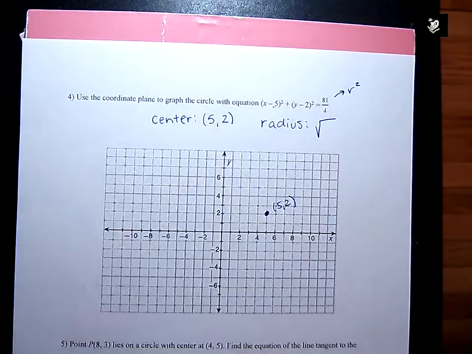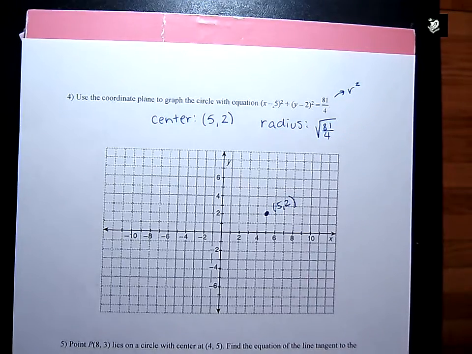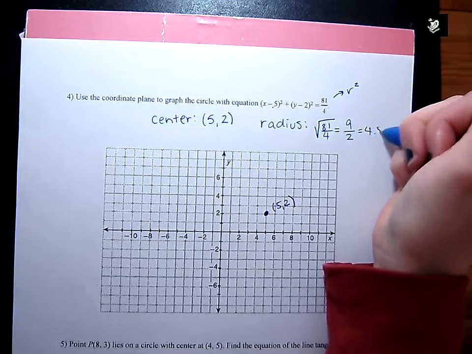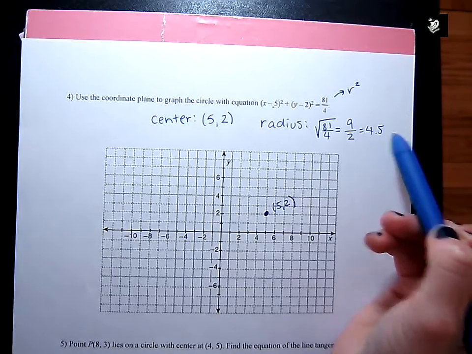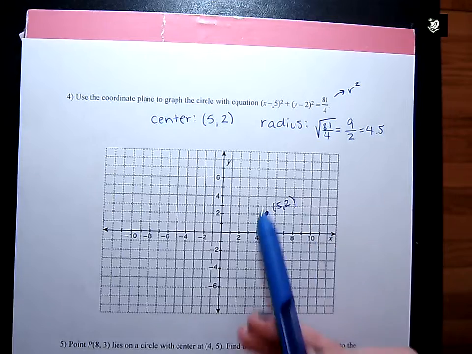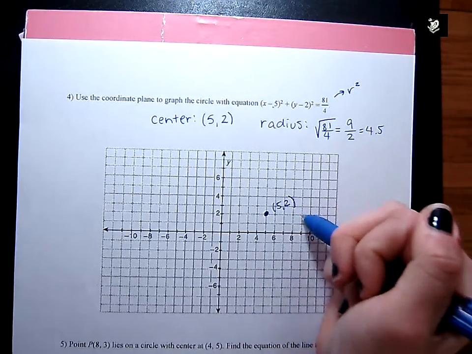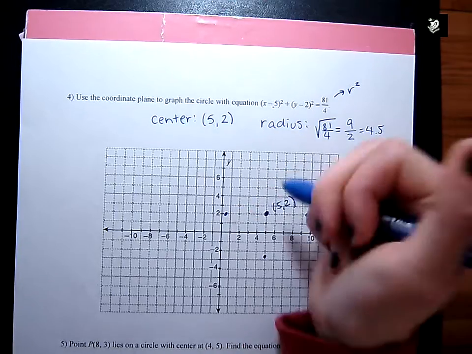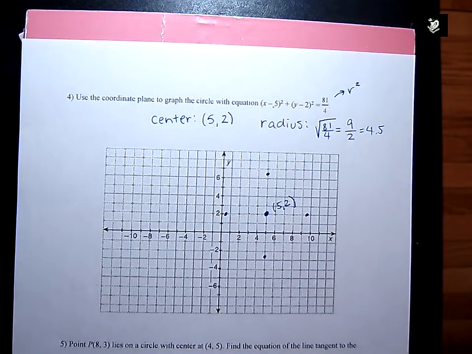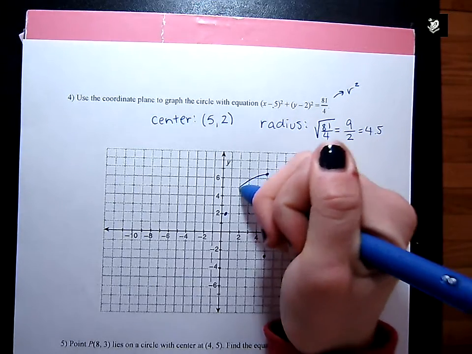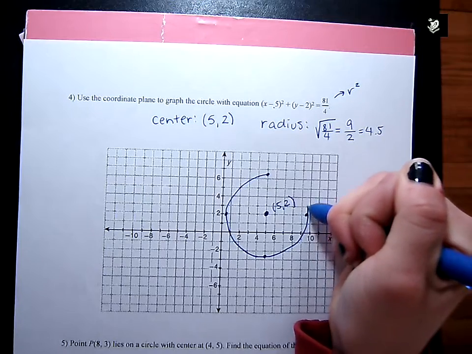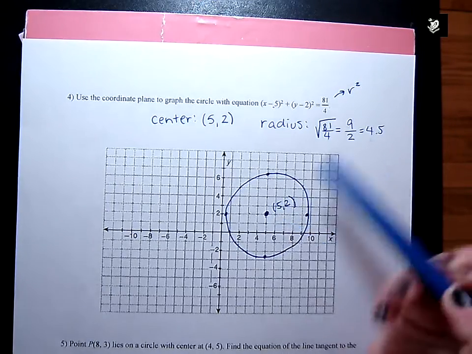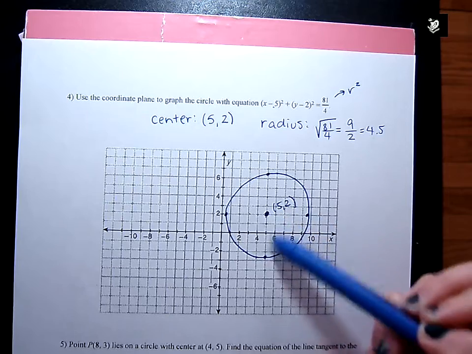So I'm going to take the square root of 81/4. The square root of 81 is 9, and the square root of 4 is 2, so you really get 9/2. My radius is 9/2, which means I start at my center and go 9/2 in every direction. I'm going to go to the right, down, to the left, and up: 1, 2, 3, 4, 4.5. Then I connect all my points, and I'm going to do my best sketching here, and I get my circle. That is how you graph a circle: plot the center point, find the radius, and count that many in all directions, up, down, left, and right.